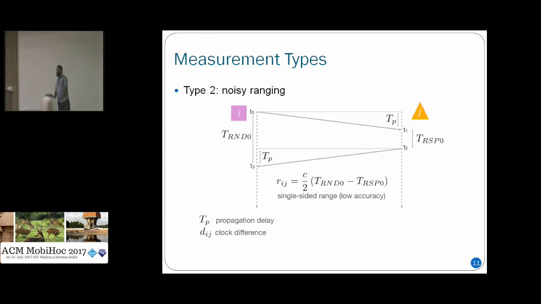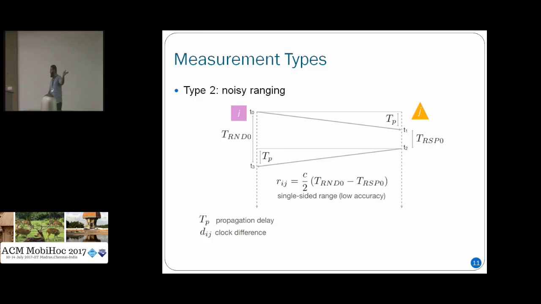The second type is noisy ranging. Ranging is the distance between the two nodes, and it can be calculated using this simple formula: you just get the propagation delay and multiply it by the speed of light.